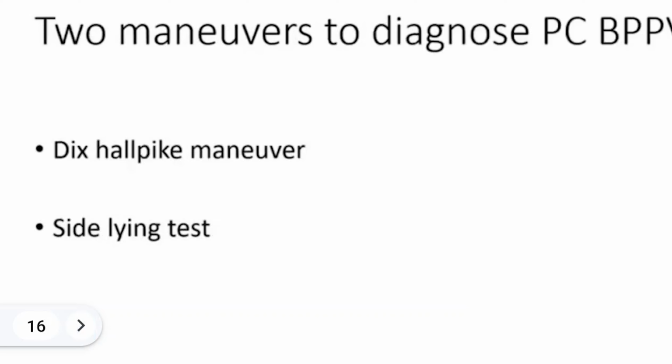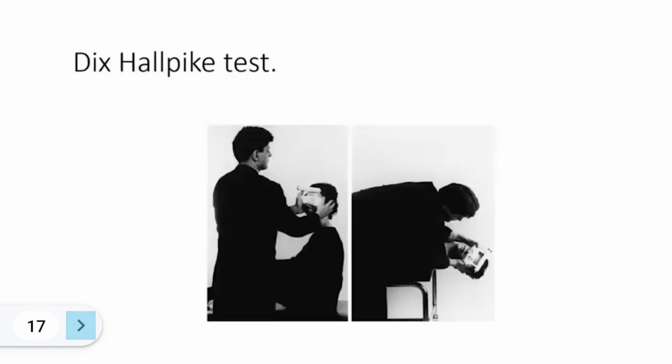What are the manners used to diagnose posterior canal BPPV? That is the Dix-Hallpike manner and the side-lying test. I want to highlight to all listeners to memorize any one of the tests for eliciting posterior canal BPPV, because it prevents unnecessary confusion in clinical examination of the patient. In this seminar, I am discussing both the tests. First of all, I am discussing the Dix-Hallpike test.